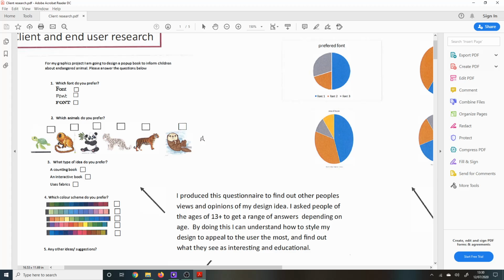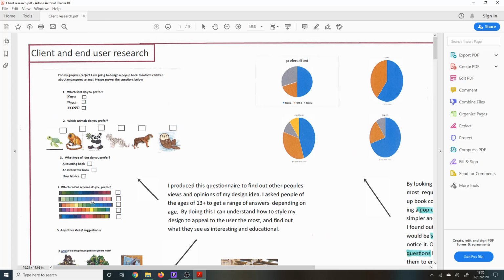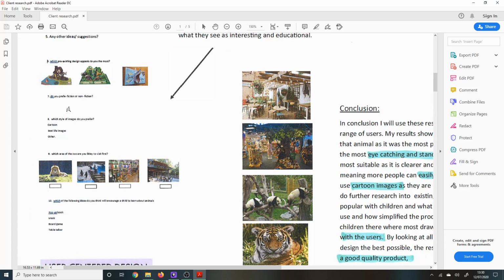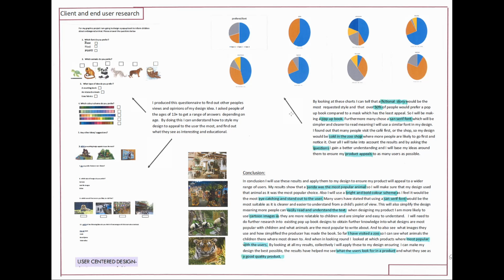So if they were going to have a character in the book, maybe a main character, which is the animal people prefer. They've asked about colour schemes and things, again, to see what people like. They've asked about whether you prefer fiction or non-fiction books, styles of pop-up. So they've asked some quite specific questions about pop-up books here. Because they've asked a group of people, they have then presented their findings using these graphs, pie charts that you can get off Excel, and then again presented a conclusion.